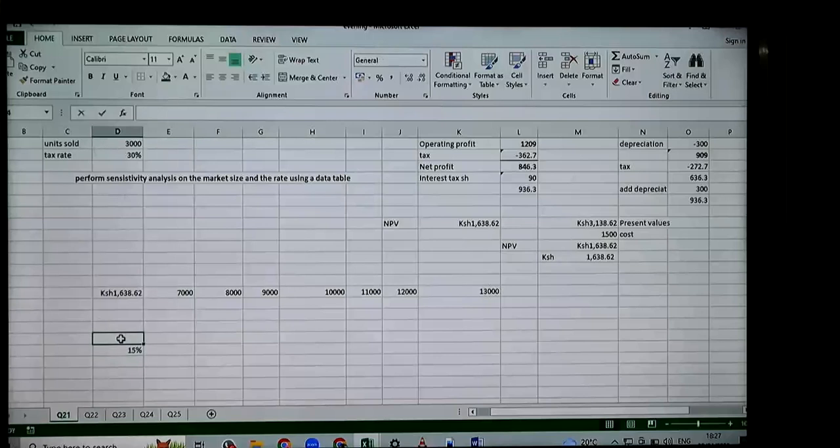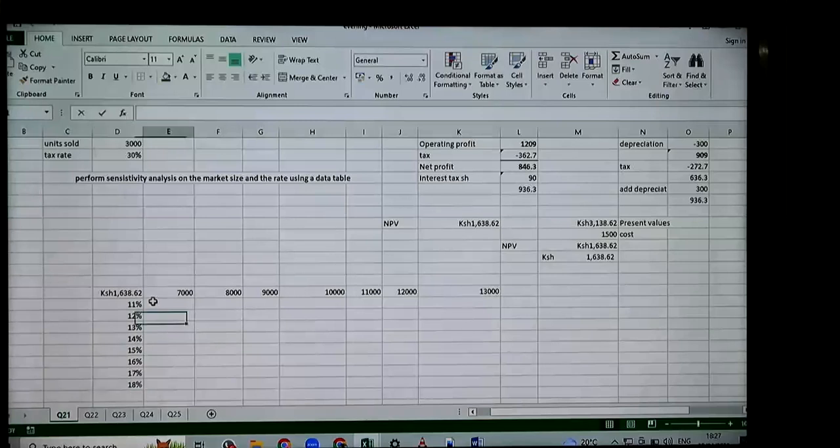So I will minus one each, 14%. When you want to go up, it's Shift and Enter. Then 13%, Shift Enter. Then 12%, Shift Enter. Then 11%. Then I'll come to 16%, enter, 17%, enter, 18%, isn't it?